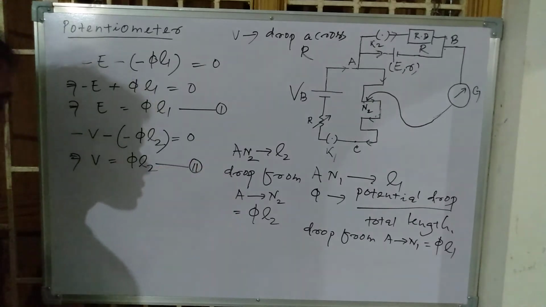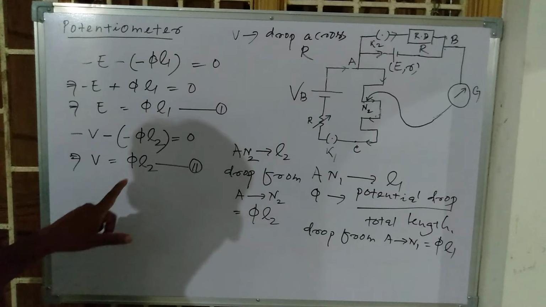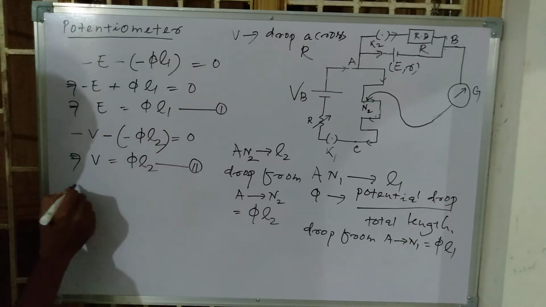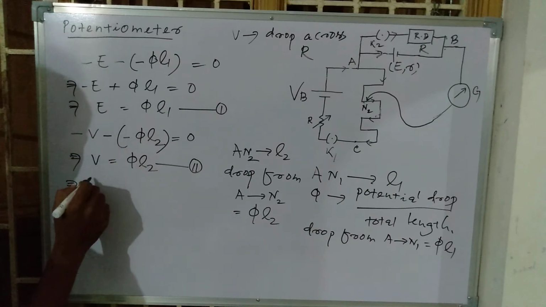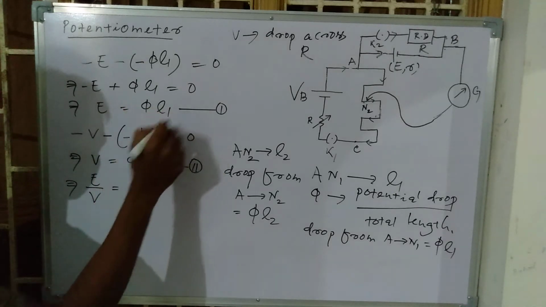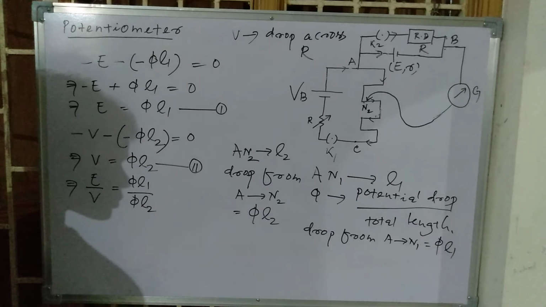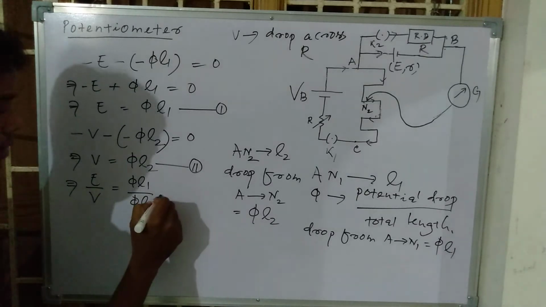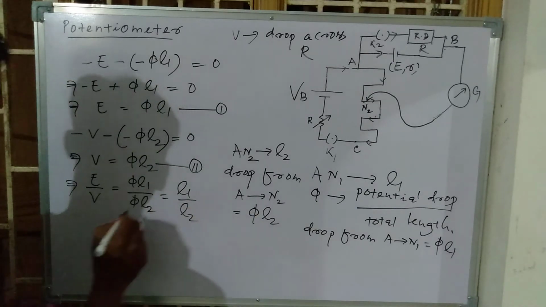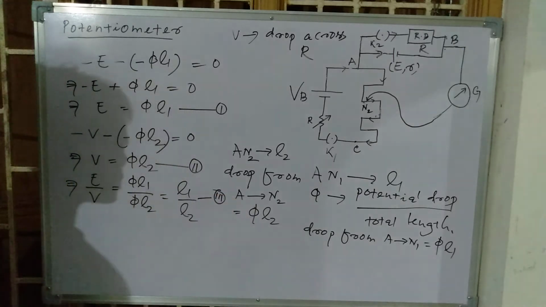So this is equation number 2. Now using these two equations, I can simply write that E by V is equal to phi L1 by phi L2. Now phi gets cancelled. This becomes L1 by L2. Now let this be equation number 3.